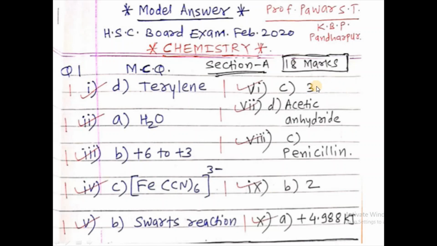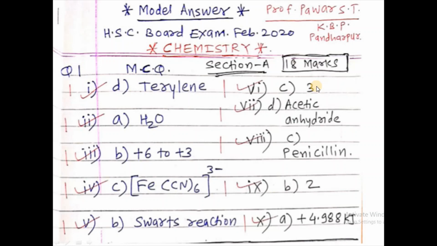Then 7th MCQ, name the reagent which on reaction with glucose confirms the presence of 5-hydroxyl group in glucose. And the correct answer is acetic anhydride. The given options are A, hydroxylamine, it confirms the presence of carbonyl group. Bromine water, it confirms the presence of CHO group. Then dilute nitric acid, it also confirms the presence of CHO group and the CH2OH group.